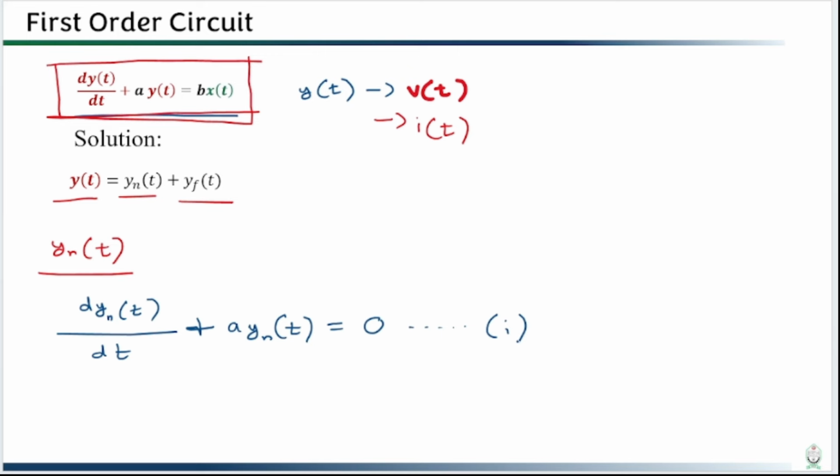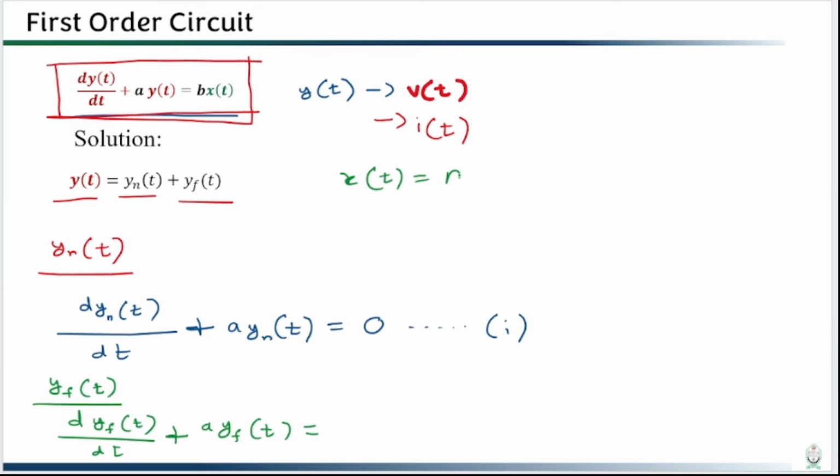And for the forced response case, we will have to consider the equation to be dy_f(t)/dt plus a y_f(t) equals to, let's assume the input here x(t) is a constant value A, so it will come here like A.